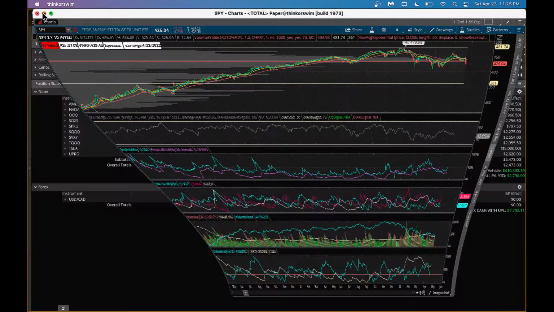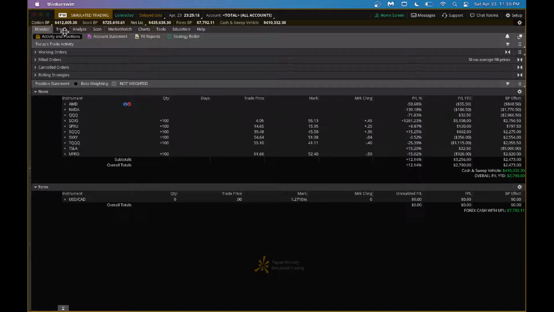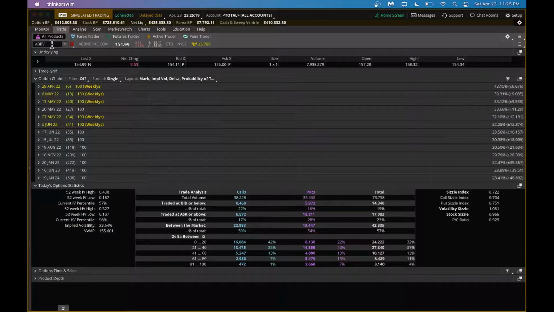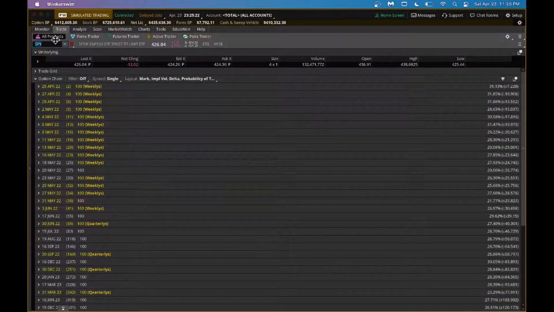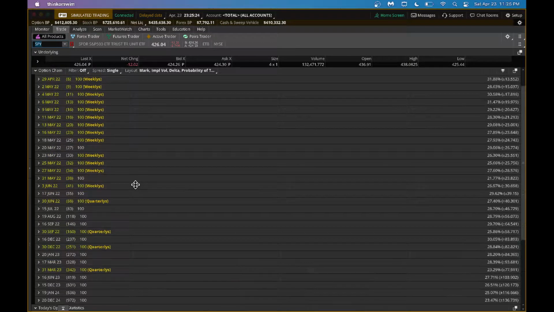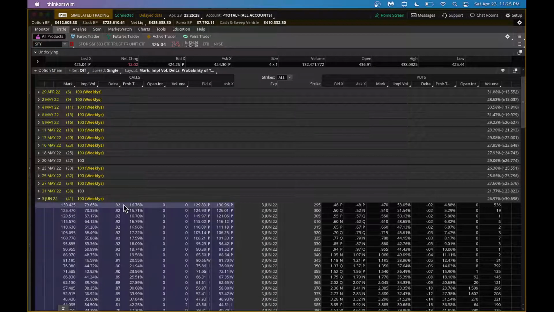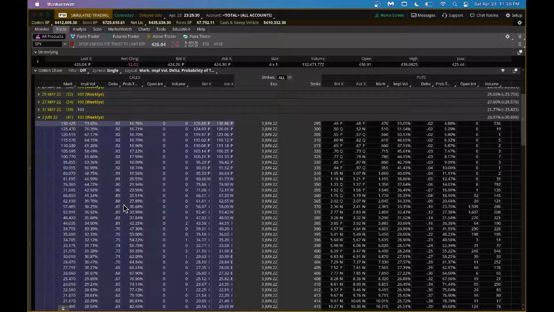All right, so with that, let's jump in here and look at the option chain. So let's bring up SPY here. And typically I like to go, in this case, maybe say 41 days out, but typically 40 to 45 or 30 to 45 is good.